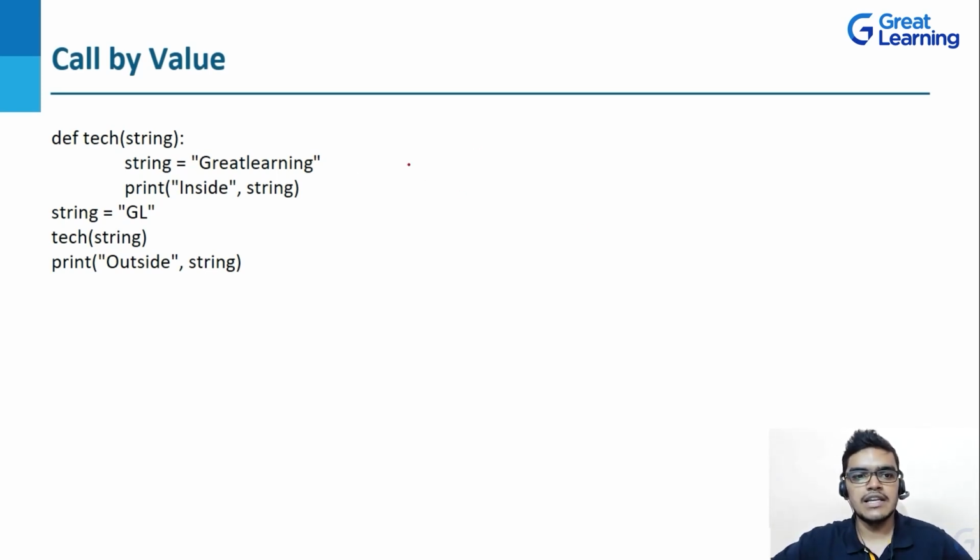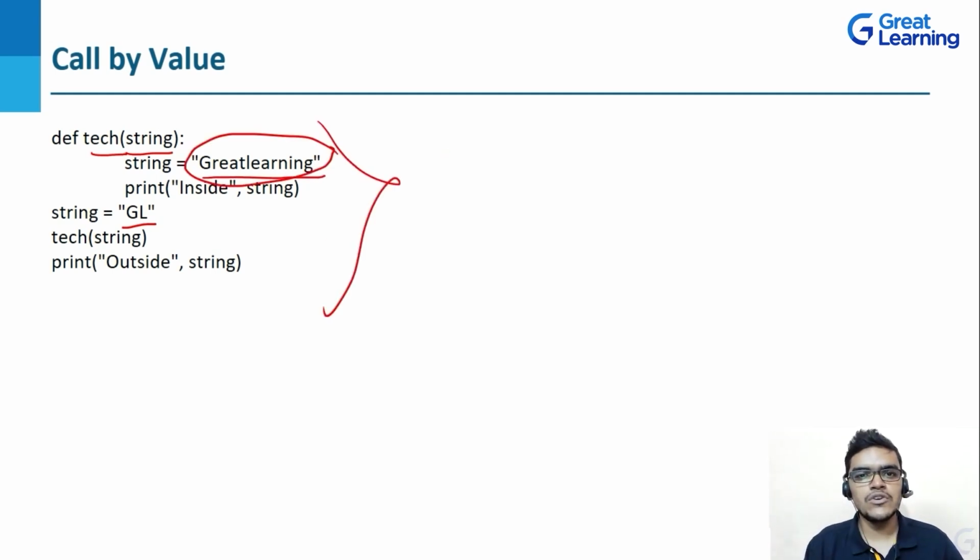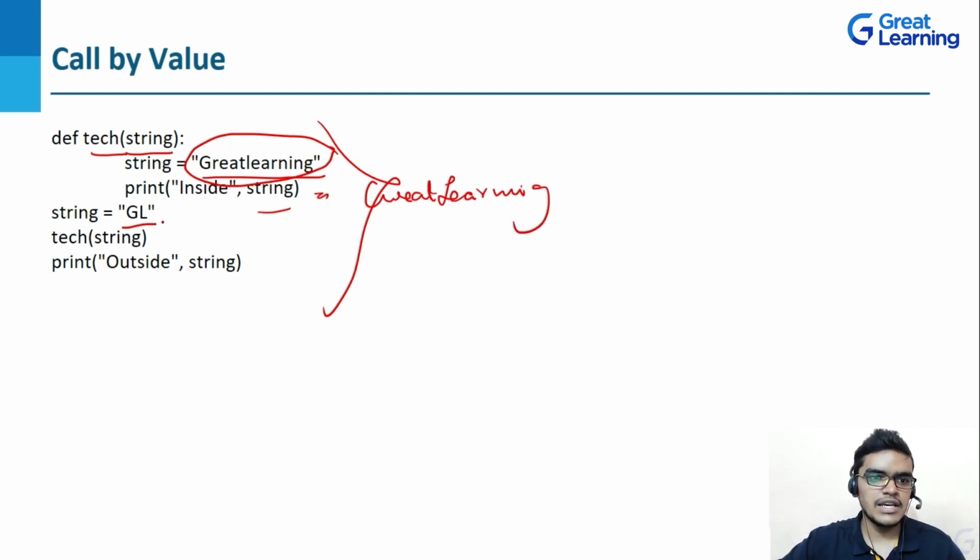So here you can see that I'm already having a function whose name is tech, and inside that I am passing a string. Okay, and then the string is GL, right? But inside this function, I'm having a string great learning. So when you print this, as I told you, strings are immutable, so you can't change or update the value. So here inside this function, I will be getting the value as great learning. And here I've given the string as GL, and if I'm printing outside the function, I will be getting the value of GL.